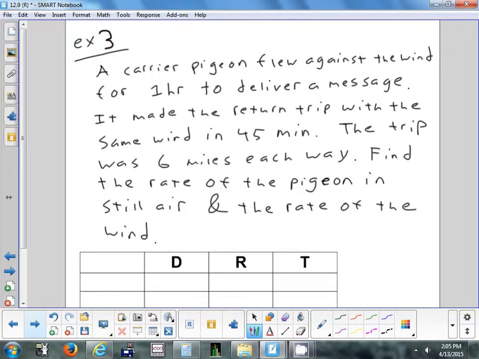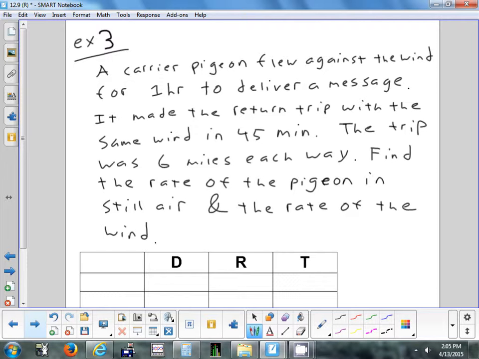All right, so this one is a little different setup. It says we have a carrier pigeon that's flying against the wind one way, with the wind the other way. Let's make sure people understand that. If you're flying with the wind, does that make you go faster or slower? Faster. Good. If you fly against the wind, what does that mean? Slower. You're going to go slower.